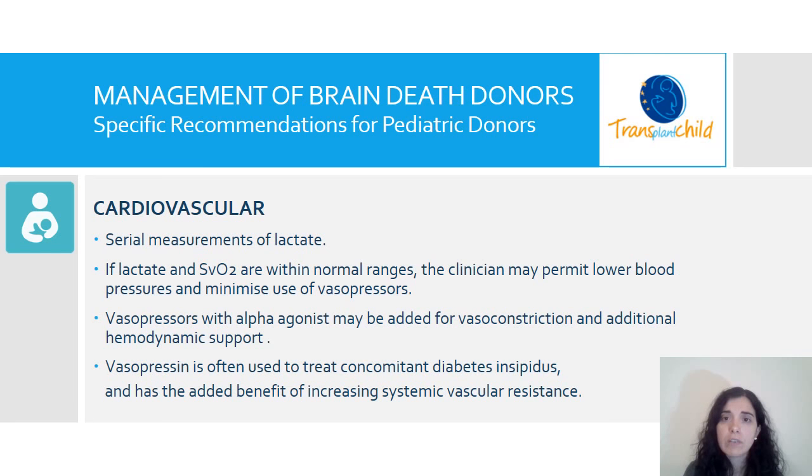Serial measurements of lactate can help assess the adequacy of oxygen delivery to the tissues. Monitoring of mixed venous oxygen saturation may also be beneficial in determining adequate cardiac output. If lactate and SvO2 are within normal ranges, the clinician may permit lower blood pressures and thus minimize use of vasopressors.